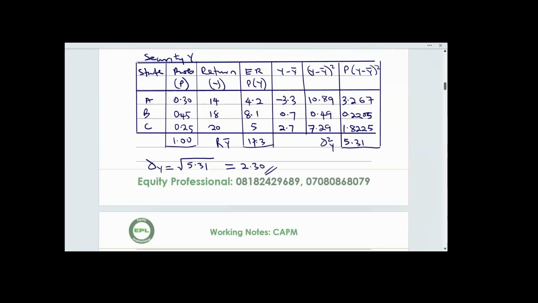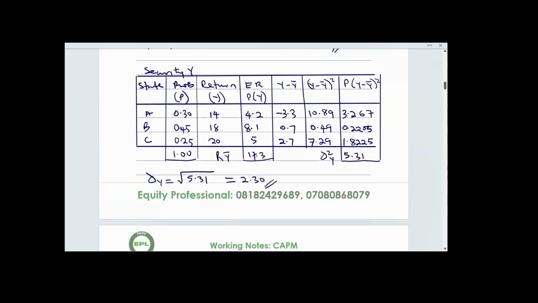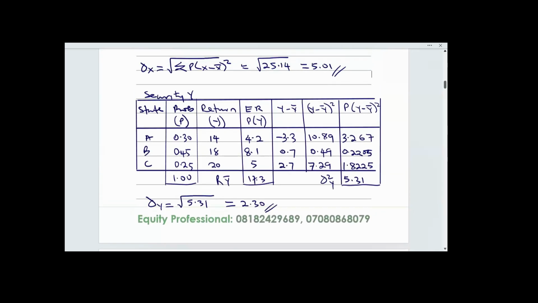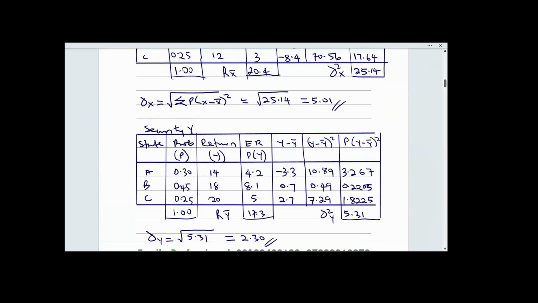When you look at our calculation, you will see that the return of security A is 20.4.